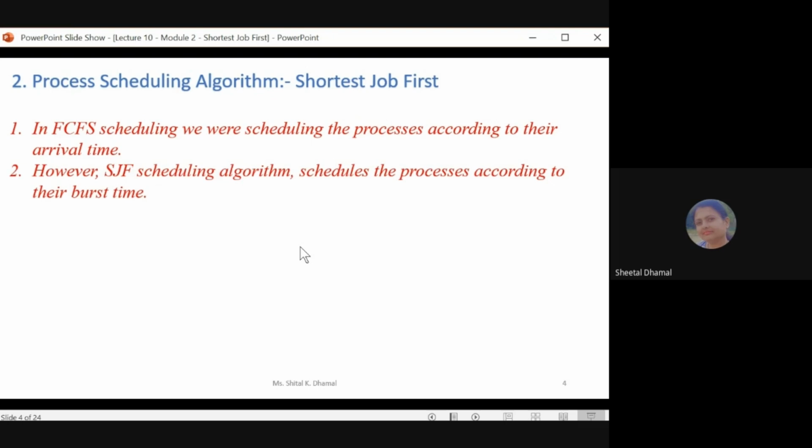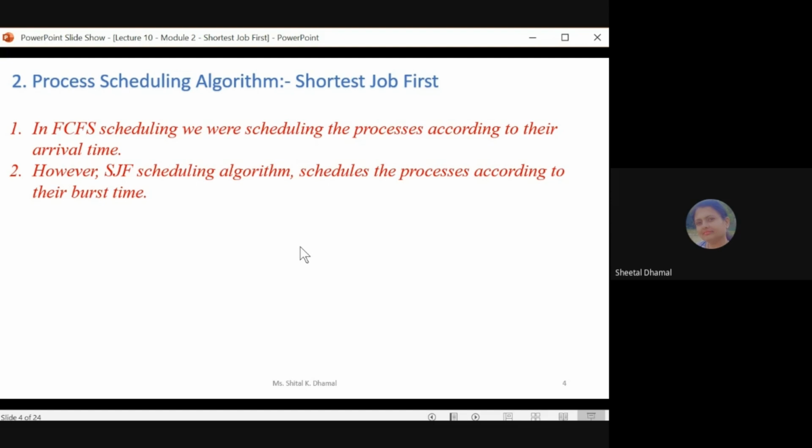Now we will learn the shortest job first scheduling algorithm. This shortest job first scheduling algorithm schedules the processes according to their burst time. This is the main difference between the first come first serve algorithm and the shortest job first algorithm.